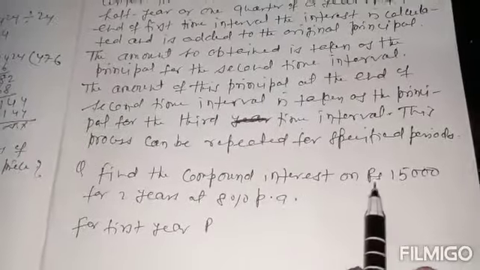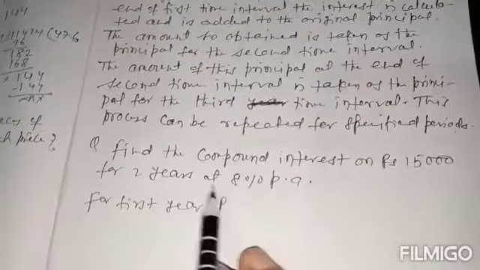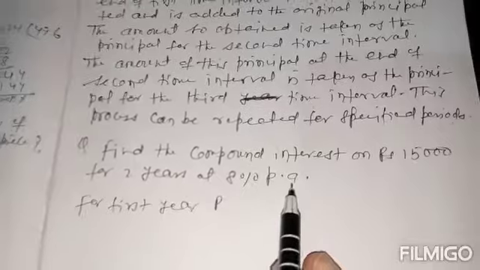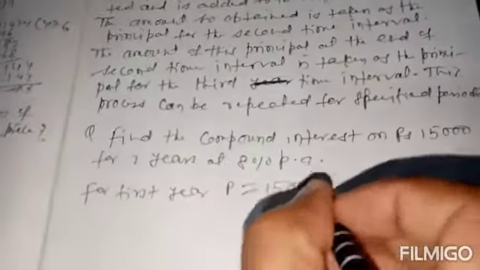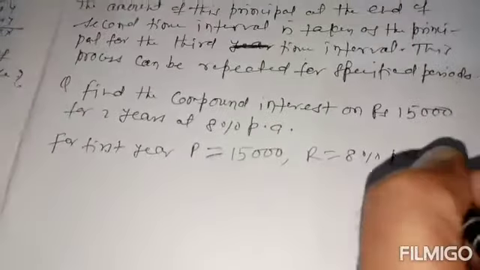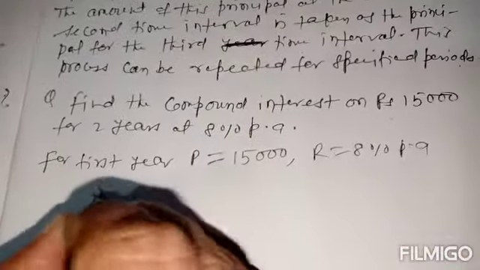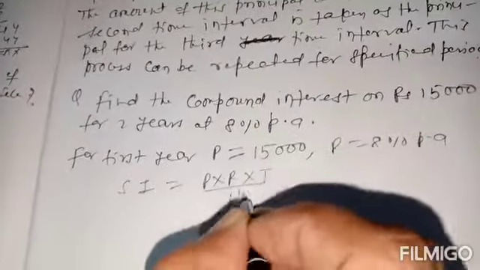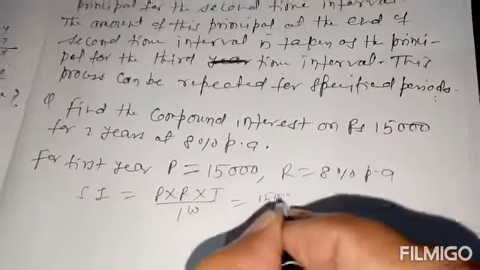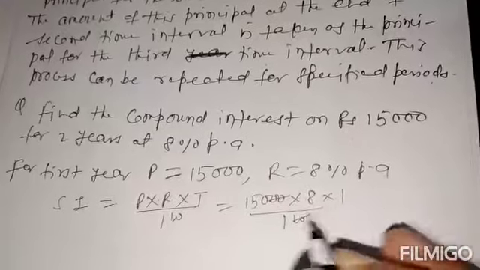Question: find the compound interest on rupees 15,000 for 2 years at 8% per annum. For the first year, principal P is equal to 15,000, R is equal to 8% per annum, and time is 1 year. So SI for the first year, P into R into T by 100, is equal to 15,000 into 8 into 1 by 100. 15 8s are 120, so 1200.